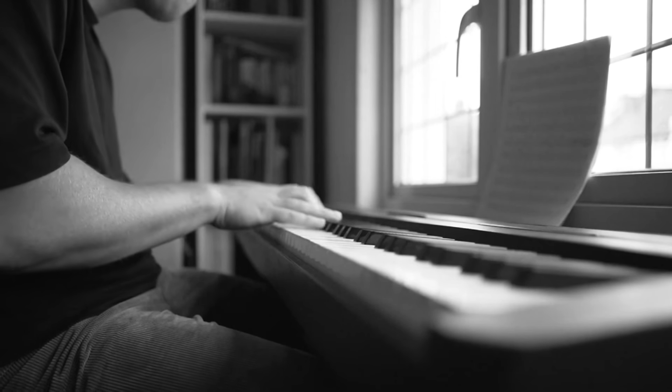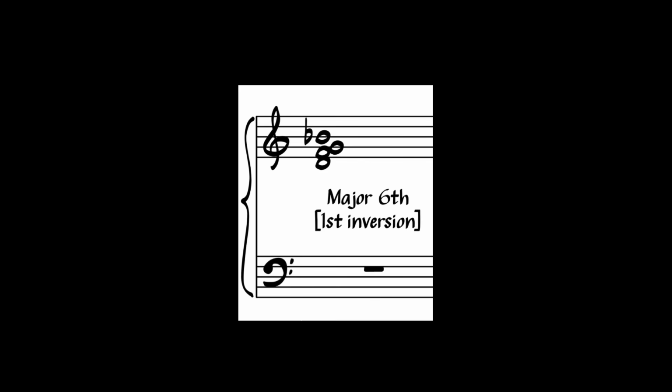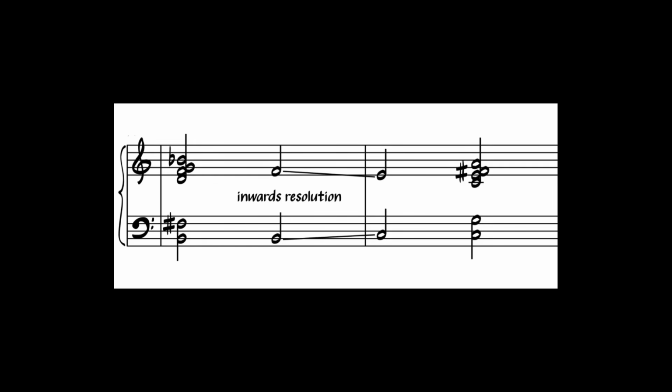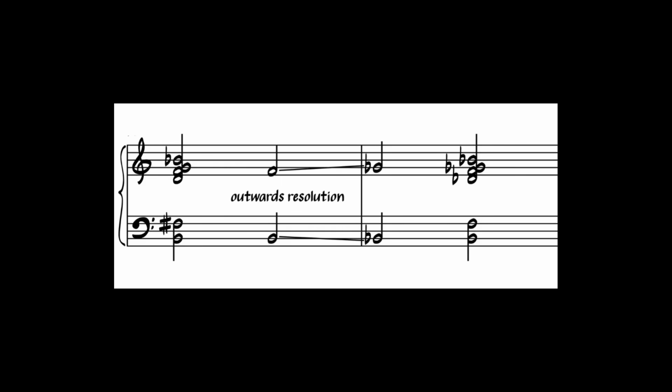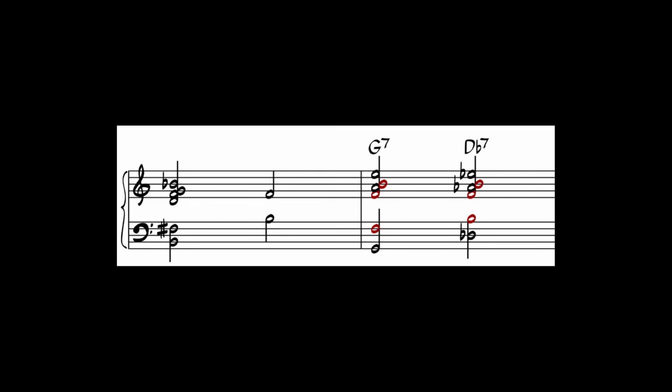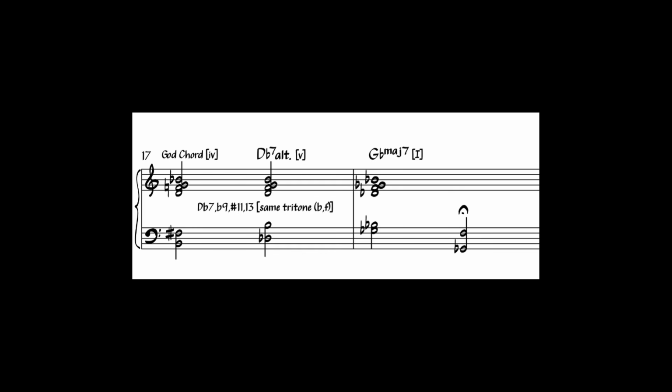Inside this chord, you'll find a tritone, a major sixth in first inversion, a perfect fifth, two minor chords, a major seventh, and one diminished chord. We know that a tritone resolves inward or outward by semitone. The tritone inside this chord is the same tritone found in G7 or D-flat 7. Here are several resolutions that treat those two dominants as five chords.